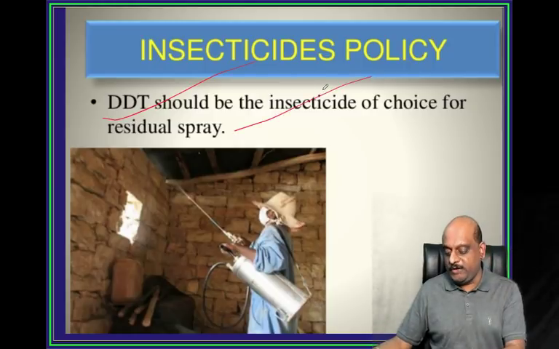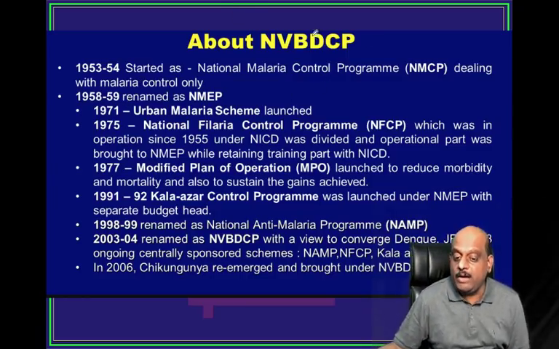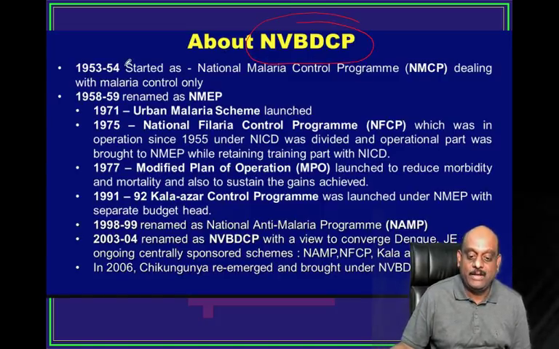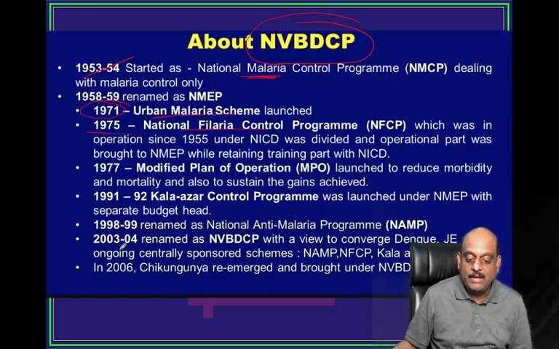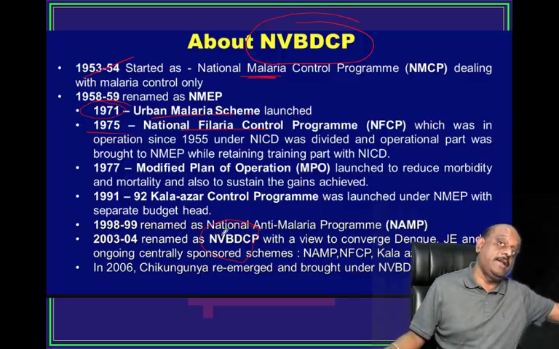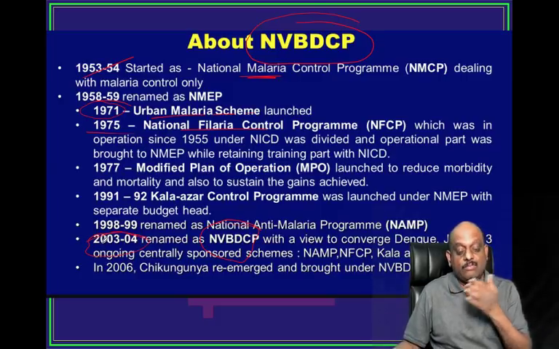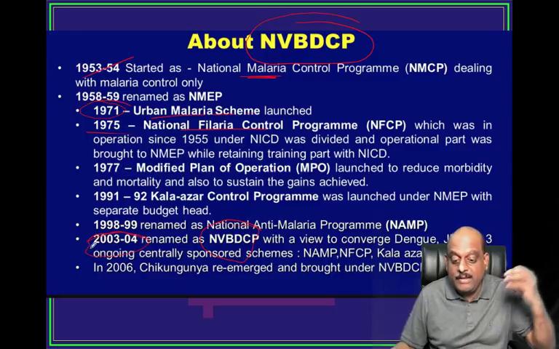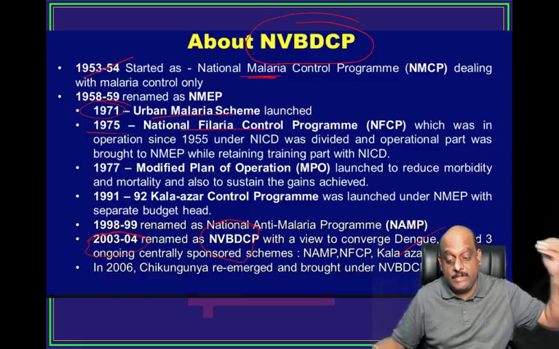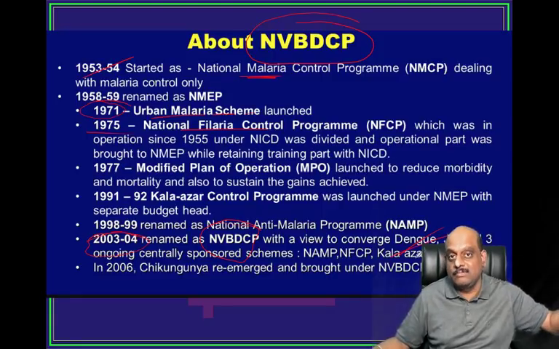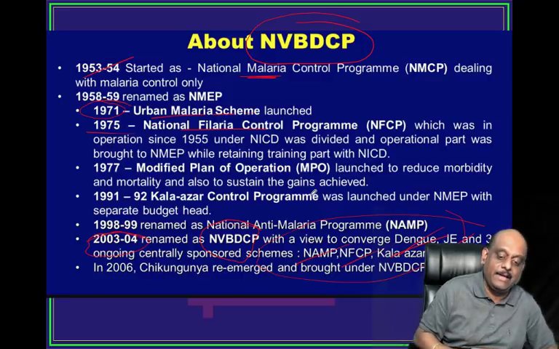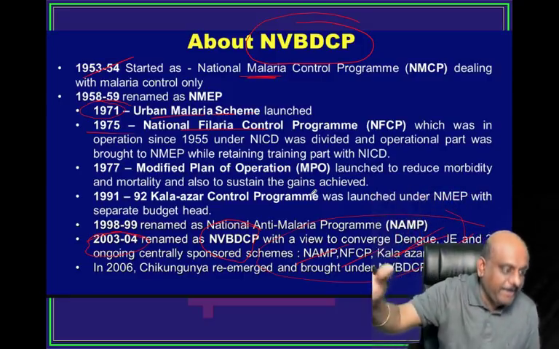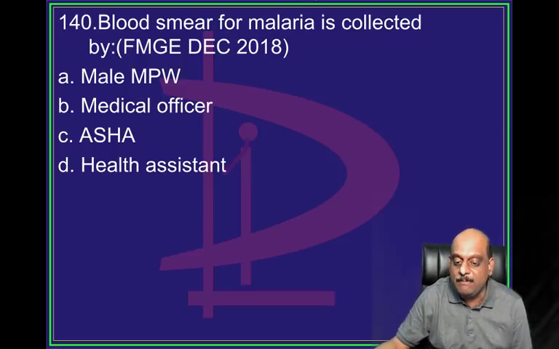DDT should be the insecticide of choice for residual spray. Now today what do we have? National Vector-Borne Disease Control Program. पहला मलेरिया कंट्रोल प्रोग्राम को 1953 में शुरू किया. 1971 में अर्बन मलेरिया स्कीम लॉन्च्ड. 75 में नेशनल फाइलेरिया कंट्रोल प्रोग्राम. And when did they introduce National Vector-Borne Disease Control Program? 2003 to 2004. What is the speciality of it? They have added dengue, Japanese encephalitis, Kala Azar, filaria control program and national anti-malaria program. ये सबको बंडल करके एक जगह पे NVBDCP बनाया. Got it?